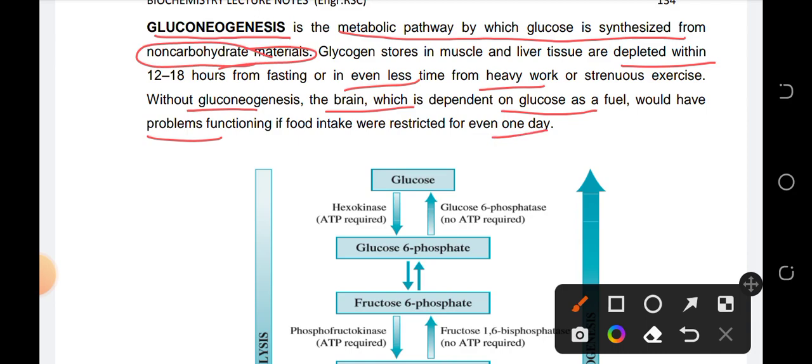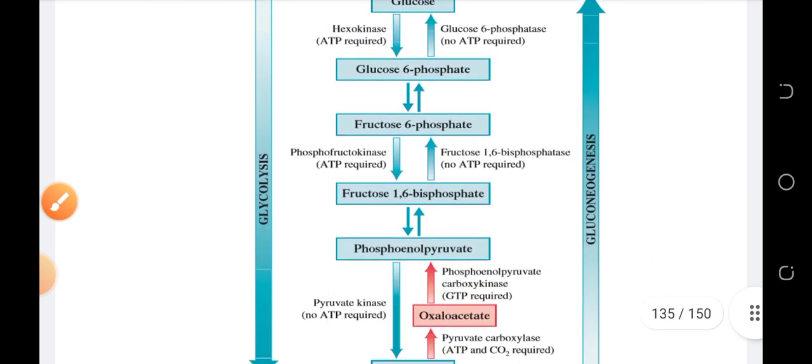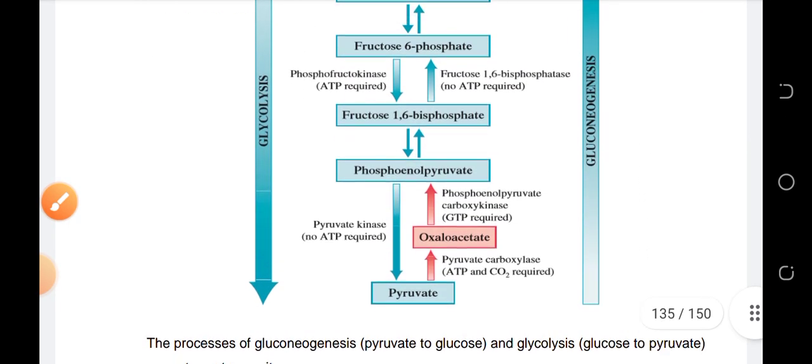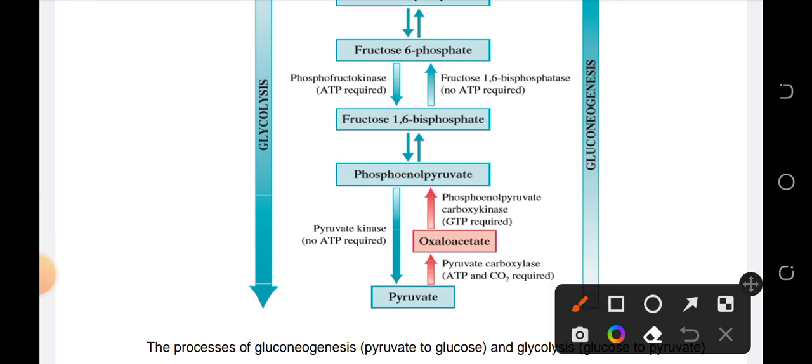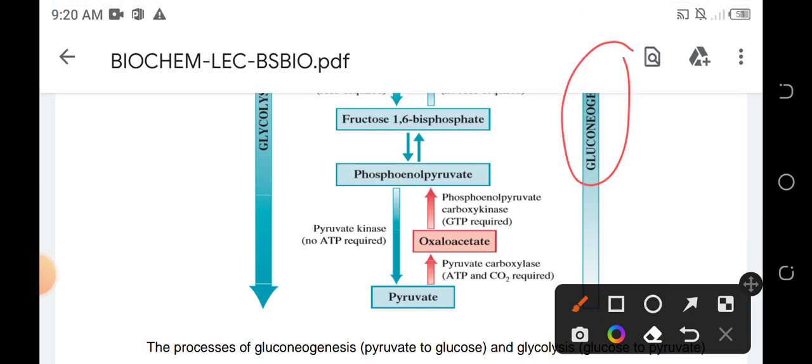Okay, so yun nga. So, hindi kumain, nag-exercise ng madami, pero syempre kailangan ng glucose ng brain. So, saan siya kukuha? Okay, saan siya kukuha? From non-carbohydrate material in the form of pyruvate. Okay, or from the lactate that was stored in the muscle. So, paano ba itong gluconeogenesis?